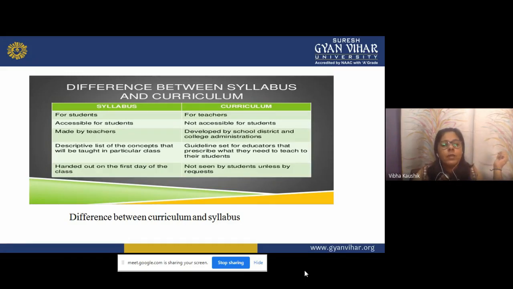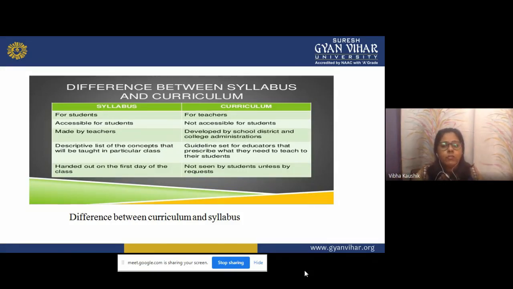A descriptive list of the concepts that will be taught in a particular class, meaning we will decide that these topics will be covered in that particular syllabus. Guidelines set for educators that prescribe what they need to teach to their students. In the curriculum, the curriculum makers will set some guidelines, these prescribed syllabuses, which are given to the teachers, and they have to teach the students accordingly.